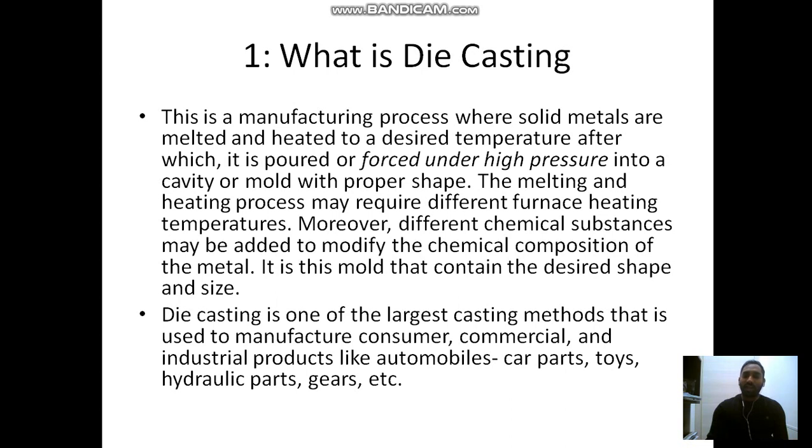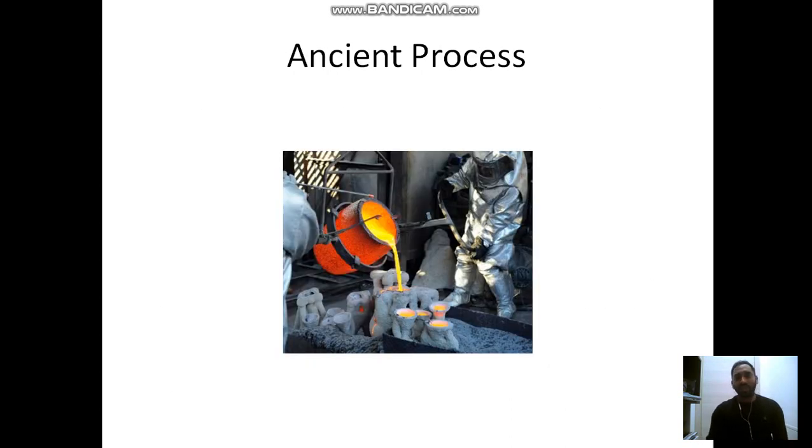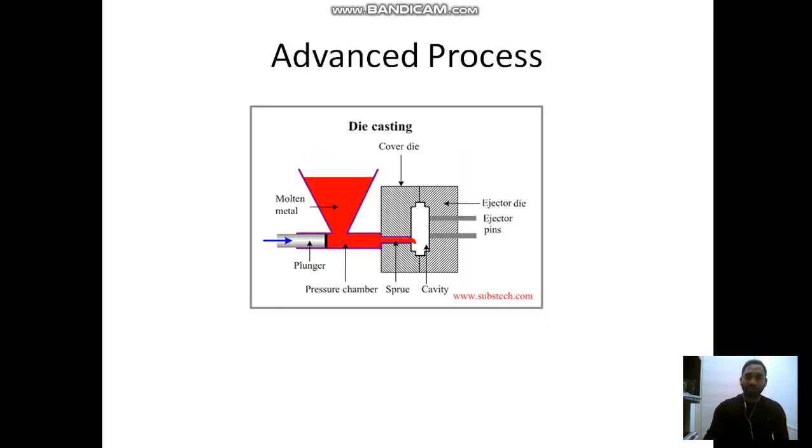Die casting is one of the largest casting methods that is used to manufacture consumer, commercial and industrial products like automobiles, car parts, toys, hydraulic parts, gears, etc. You can see how, during the old days, we used to pour molten metal into the desired shapes and then get the desired component. We can name it low pressure die casting also.